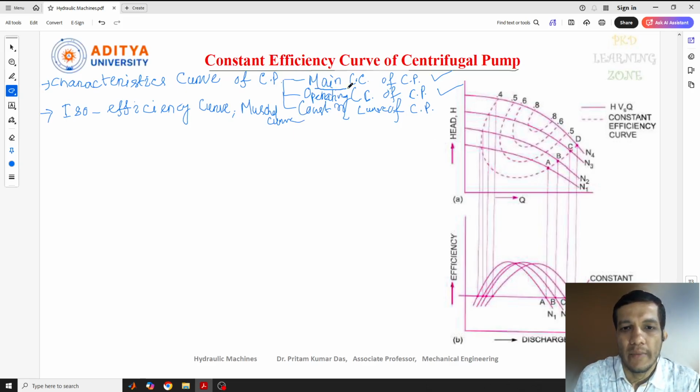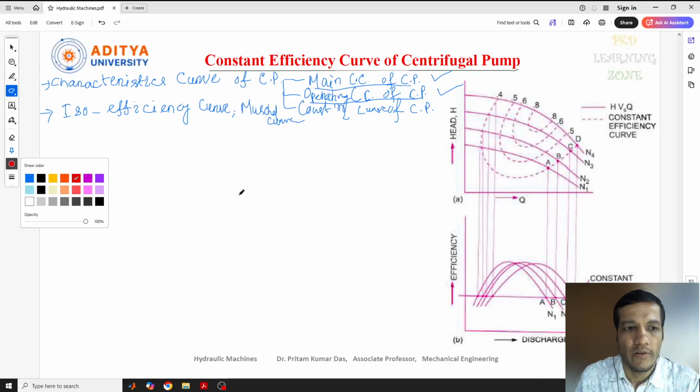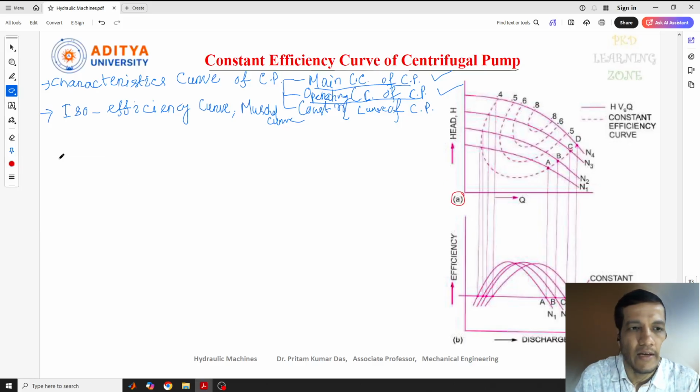While discussing the main characteristics curve and operating characteristics curve, we had different constants. Here we'll have different constants or parameters to be considered. Here you can see we have two diagrams. The first one is figure A. Figure A indicates the graph between H versus Q, that means head versus Q.